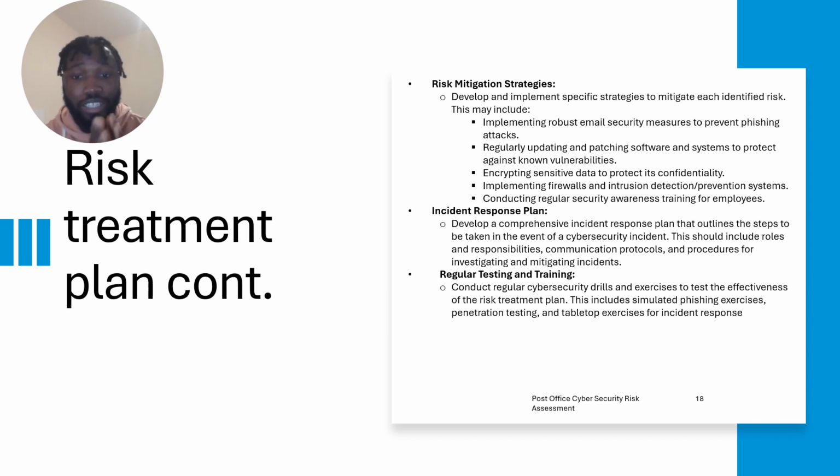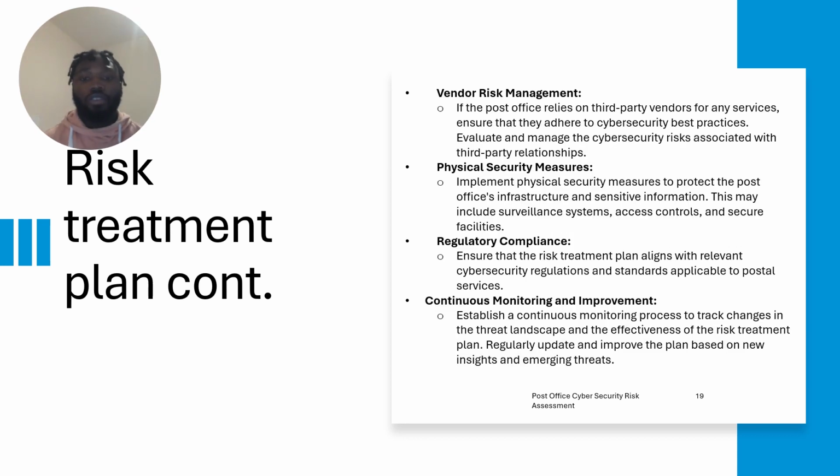We have regular testing and training. There must be regular training for staff, and conducting regular cybersecurity drills and exercises to test the effectiveness of the risk treatment plan. This includes simulation and phishing exercises. Okay, we have vendor risk management. This means that if the post office is dealing with a third party, they must strictly adhere to the policy of the organization.